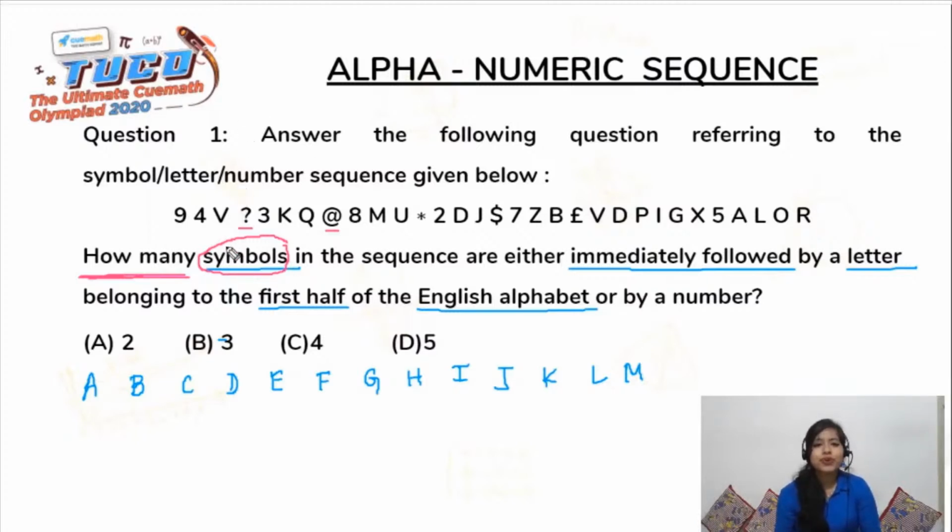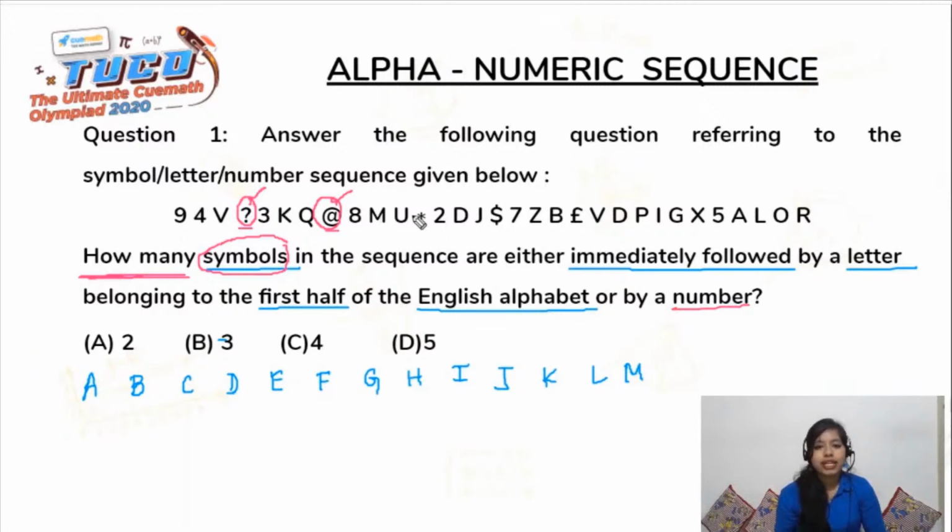Okay. And we are supposed to check how many such symbols do we have. Okay. So if you look into this, the first one is a question mark. So whenever we say following the symbol, it means that the letter or the number should occur after the symbol, not before the symbol. Okay. That's what is meant by follow. So we see that after question mark, we have a 3. So hence, this is one of the symbols which is being followed by a number. We have @ followed by 8.